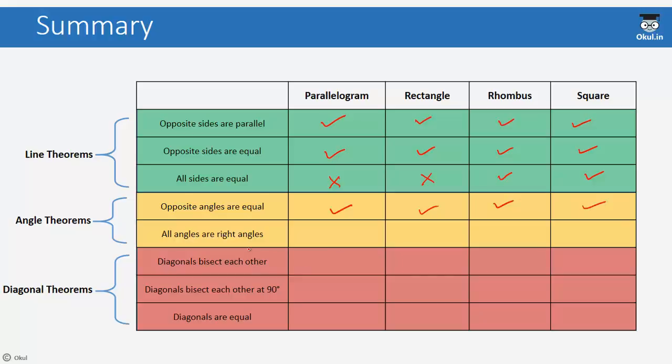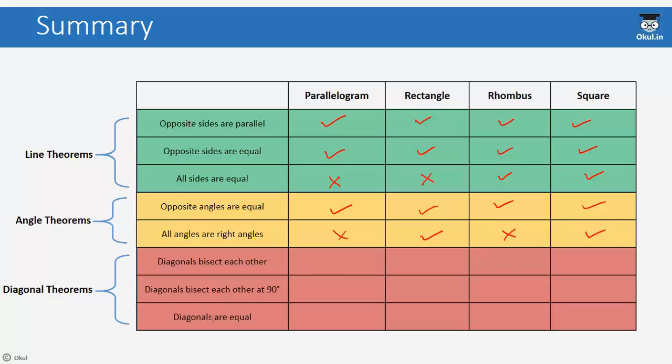The next one is all angles are right angles. This is not true for a parallelogram. It is true for a rectangle. It is again not true for a rhombus. But since it's true for a rectangle, therefore it is true for a square.